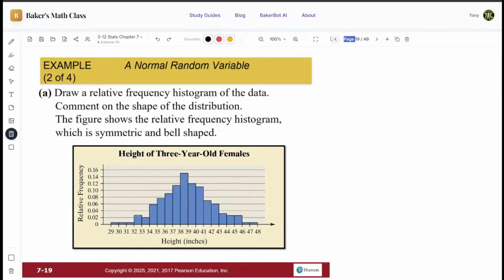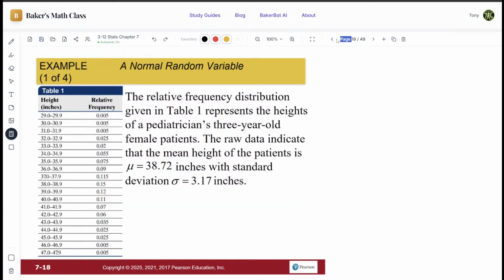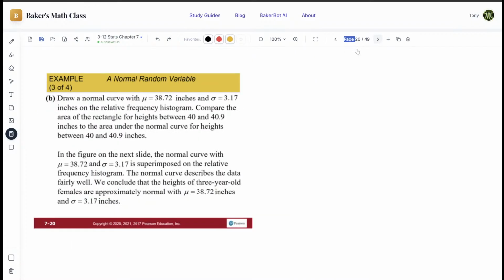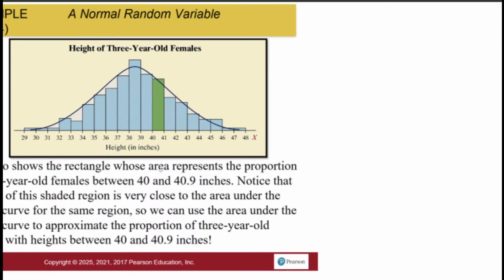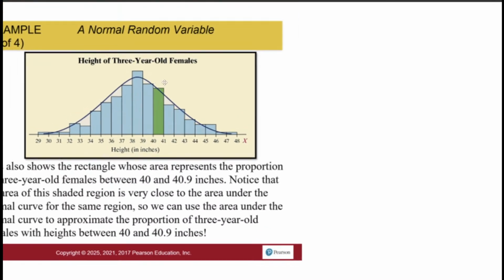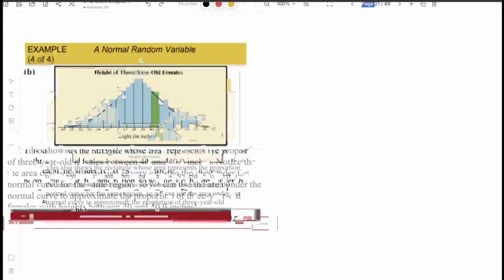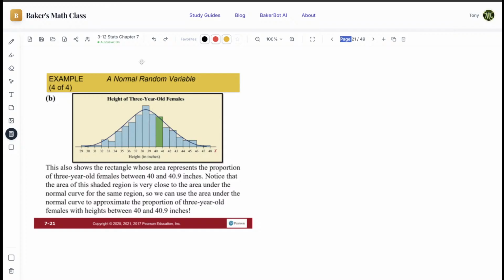And what was the actual percentage in the problem? 0.11. So it's pretty close. Is it going to be exact every time? No. Because if we look at the curve, it's not always going to be exactly that box, because it's a rectangle and we're turning it into a curve. So it's estimating it. But it's going to be pretty close to what was actually there.